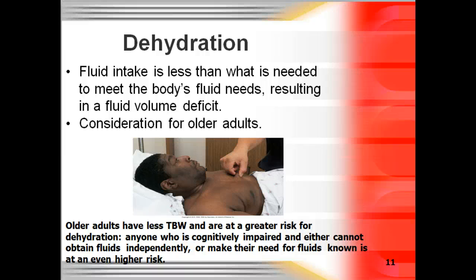Anyone who is cognitively impaired, which means that they can't really understand what's going on and either cannot obtain fluids independently, maybe they're immobile, or make their needs for fluids known, is at an even higher risk. So take all of that into consideration, that older people are a very vulnerable population, and they have a lot of metabolic changes that occur when they age, and that impedes them being in homeostasis.